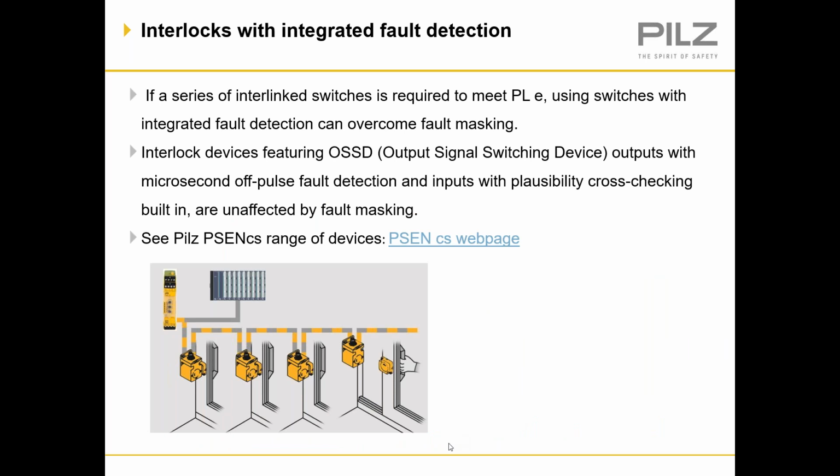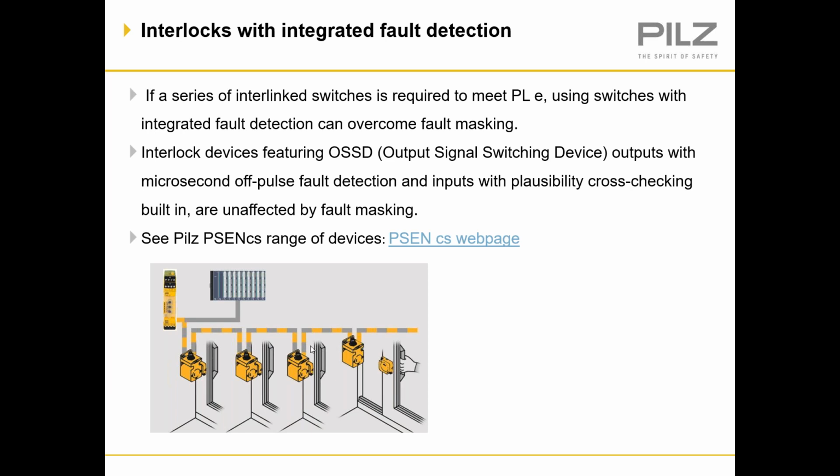Finally, interlocking with integrated fault detection. If a series of interlock switches is required to meet PLe, using switches with integrated fault detection can overcome some fault masking. Interlock devices featuring OSSD outputs with microsecond off-pulse fault detection and inputs with plausibility cross-checking built in are unaffected by fault masking. So what we mean by that is this switch is checking the output of this switch, etc.